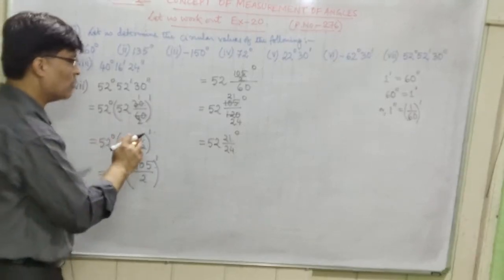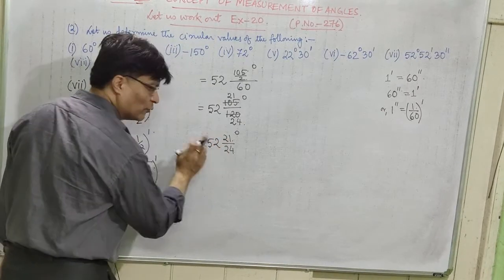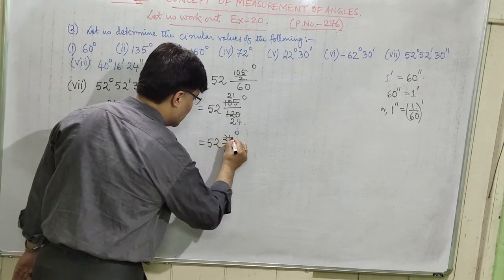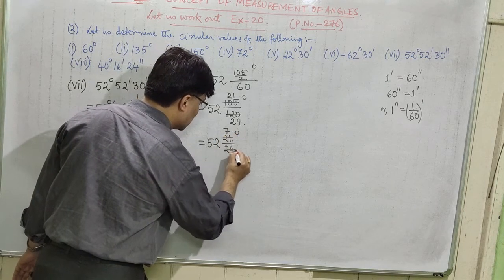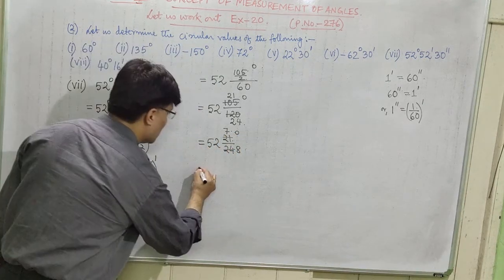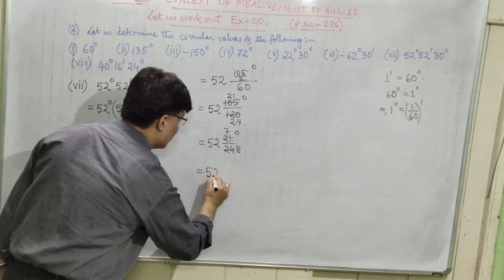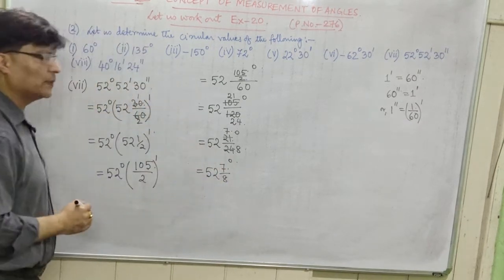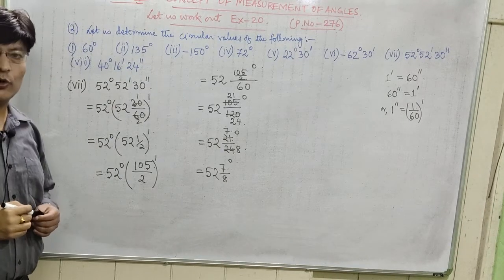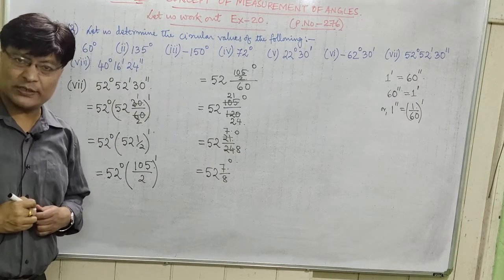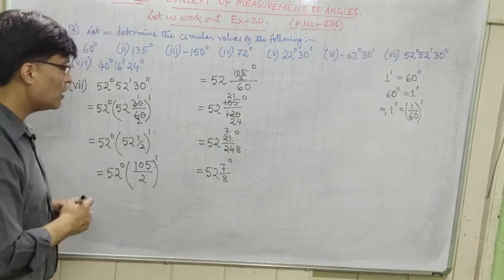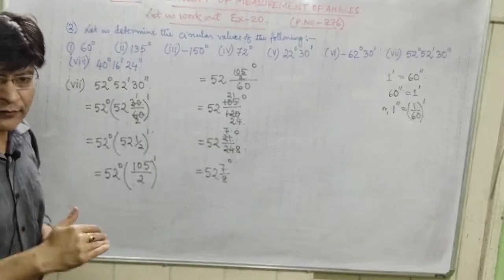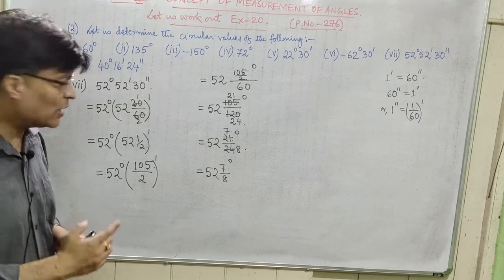Okay, now again it can be cancelled. 21 by 24, it can be cancelled by 3. 3 7s are 21, 3 8s are 24. So which is equal to 52 7 upon 8 degree. Is that clear to all of you? I think you have understood it. Now this is your mixed fraction, so let us convert it into a fraction now.